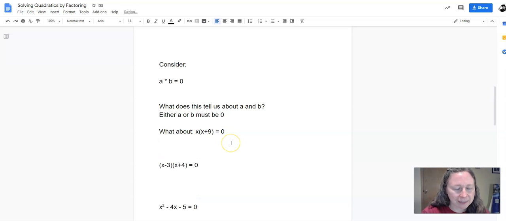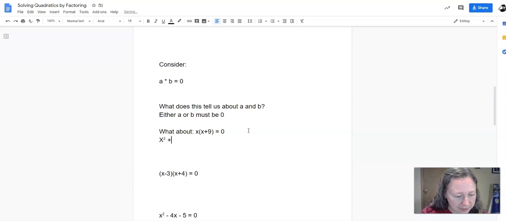So let's look at this example here. This is the factored form of the equation x squared plus 9x equals 0. So you could expand it to that.